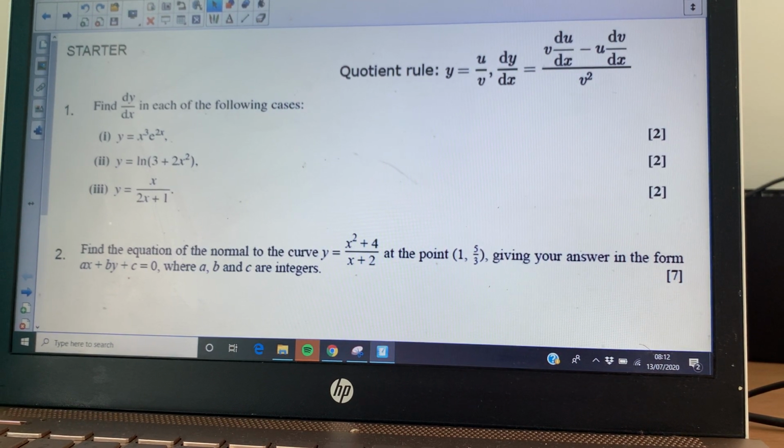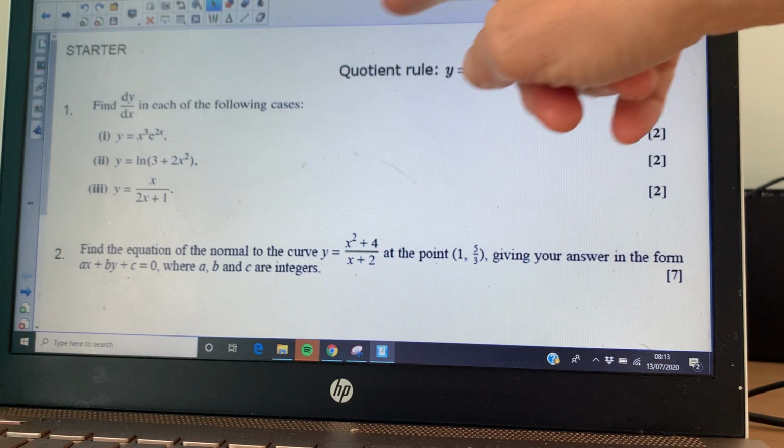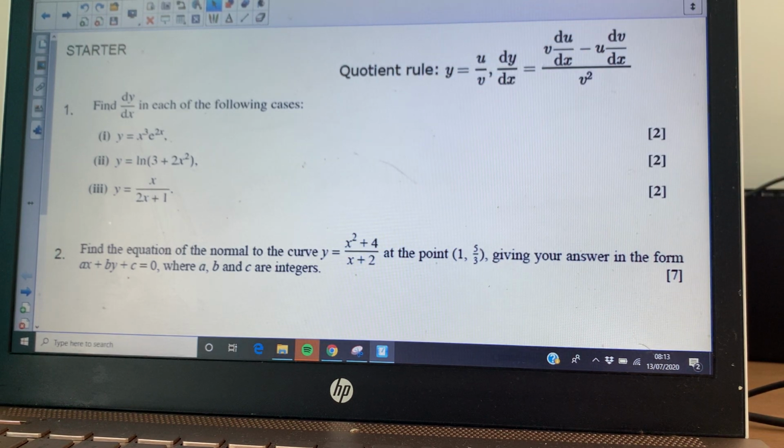So your starters are 2 exam questions, or part exam questions. Give yourself quite a bit of time to do this starter. Question 1 is using product rule, then chain rule, then quotient rule. I've given you the quotient rule in the form that you'll have it in the exam. And question 2, you've got quotient rule, and then you're finding the equation of the normal.